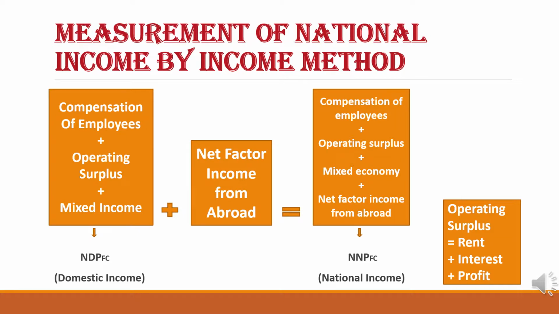Now we will add net factor income from abroad, which will give us net national product at factor cost, which will include compensation of employees, operating surplus, mixed income, and net factor income from abroad. And here we get the national income by the income method.